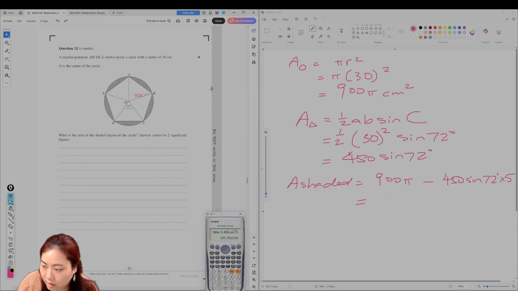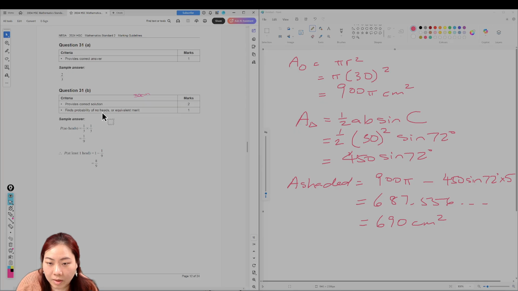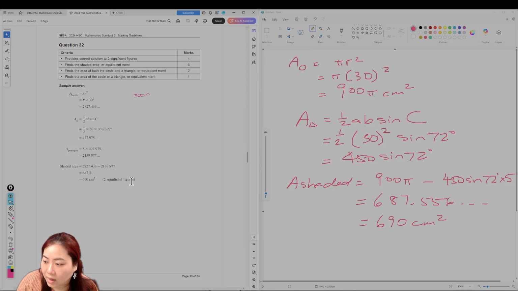I get 687.556... They want it to 2 significant figures, which would be 690 square centimeters. Ooh, I hope I got this one right. Yeah, 690. So see, they change it all to decimals and then use that. That's fine too. I like doing this so I don't have to deal with decimals.